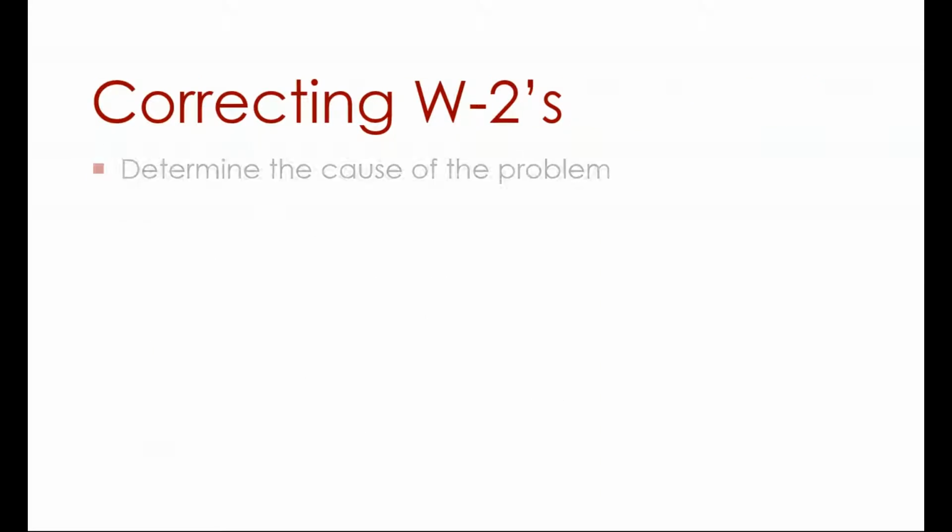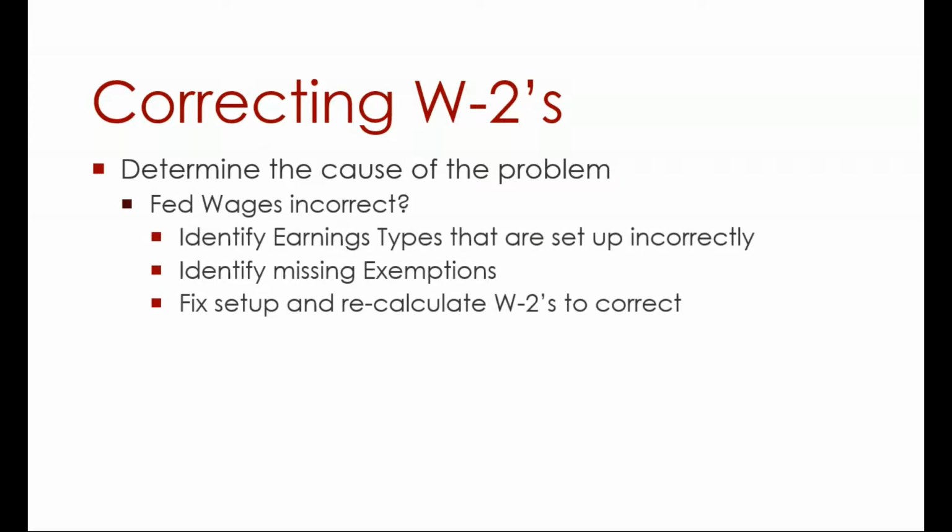Now, if you do determine that corrections need to be made to the W-2s, we'll first want to try to determine what is causing it to be incorrect. There's several potential causes for these types of things. If the federal wages appear incorrect, then it's suggested to review the following items. We want to first identify any earnings types that may have been set up incorrectly. Also check for any missing exemptions that maybe should exist. And if any such items are found, we want to correct the setup, and then you would rerun the W-2 calculation process and then review the amounts again to see if that fixed it up for you.